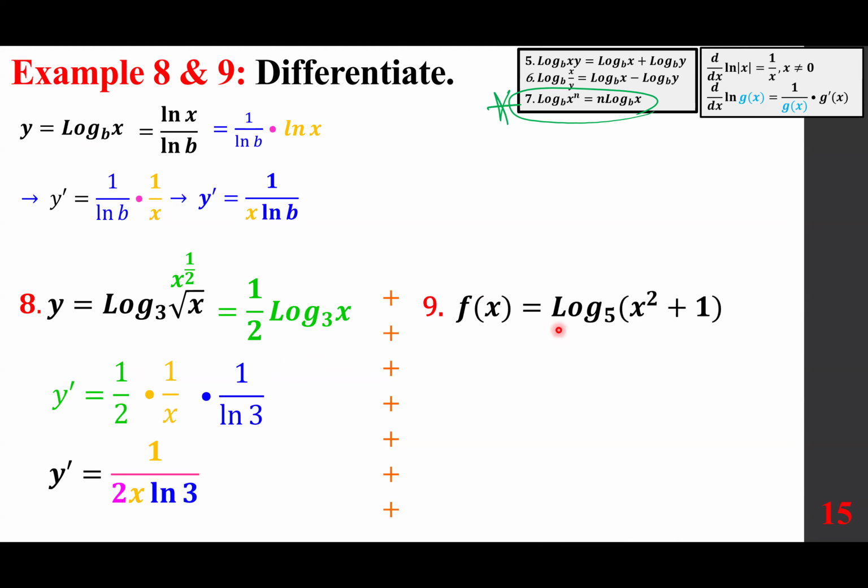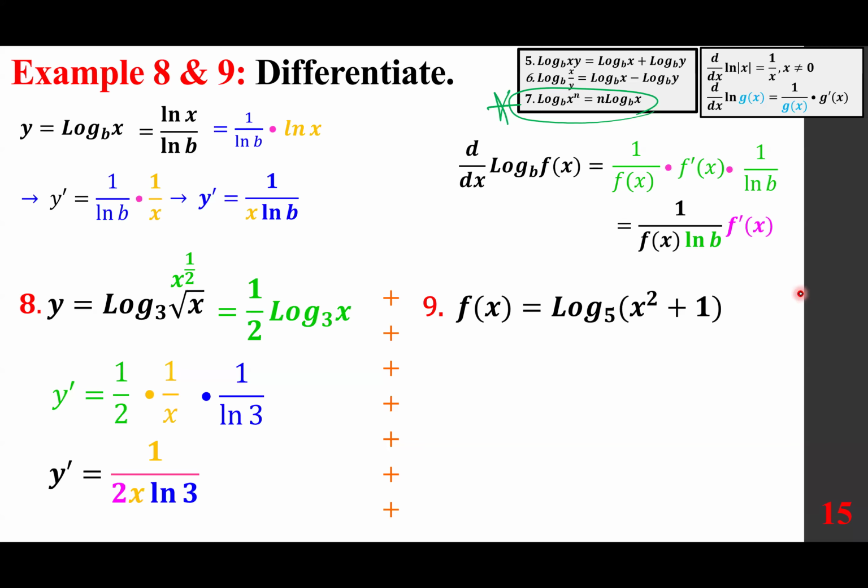Question number 9, f of x is log base 5 of x squared plus 1. So in essence, we are tagging along the chain rule. In other words, if I want to differentiate log base b of f of x, I'm going to flip it over, 1 over f of x. Then by the chain rule, I need the derivative of the argument, which becomes f prime of x. Because the base is no longer e, by the change of base formula, 1 over ln b. We can put them together in this format, 1 over f of x times ln b times f prime.